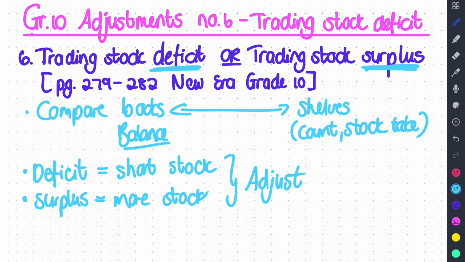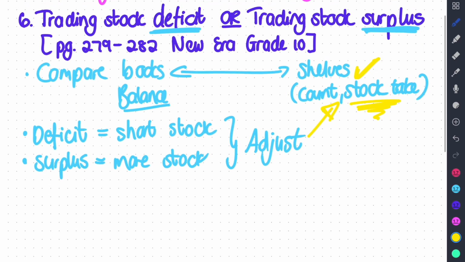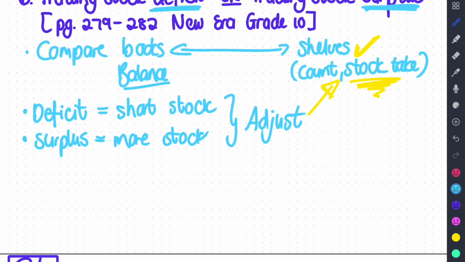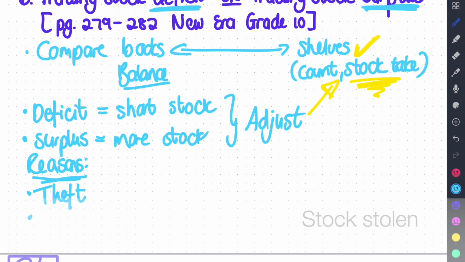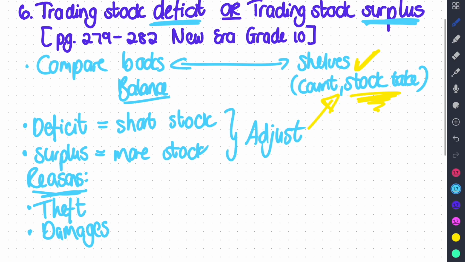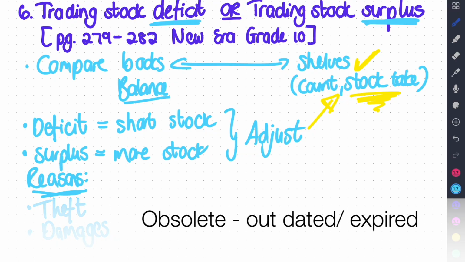The ideal would be that this number that's on your shelves is what's in your books. So you're going to have to adjust your books so that you get that stock take number, if I can call it that. So let's see what the reasons would be for a deficit. We start with a deficit. So the possibility here could be that there was some theft. It can even be your employees or customers shoplifting. There could have been some damages. If you've got consumables, then there could have been rain, leakages, shrinkage, or something's become obsolete.